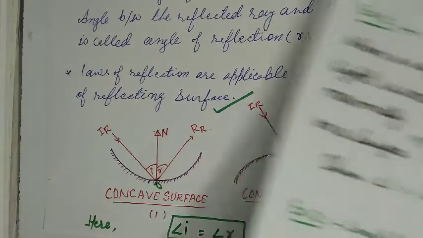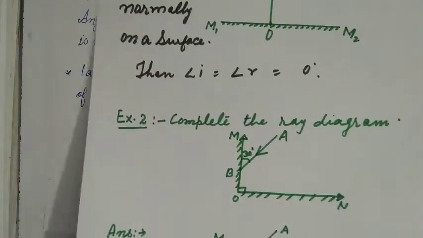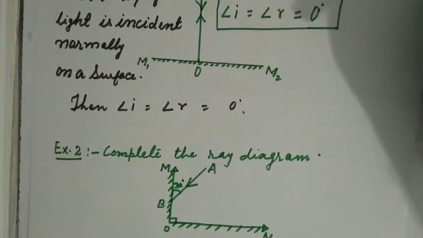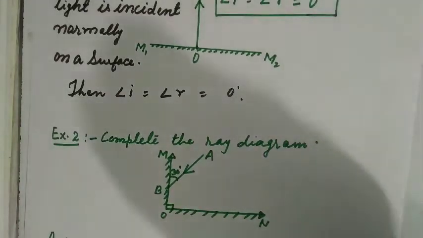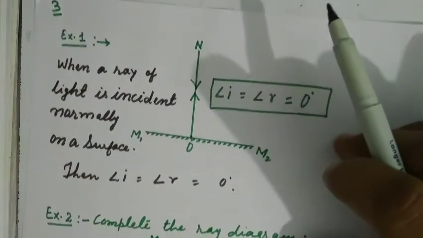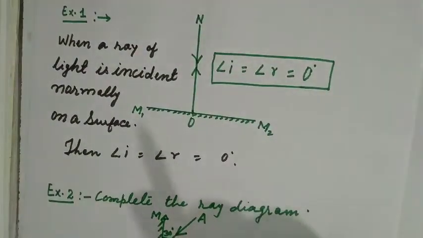So what is the point? If we take example 1, it's very important for us to know what the angle of incidence and angle of reflection are. Refraction is also there, but here we are studying reflection.